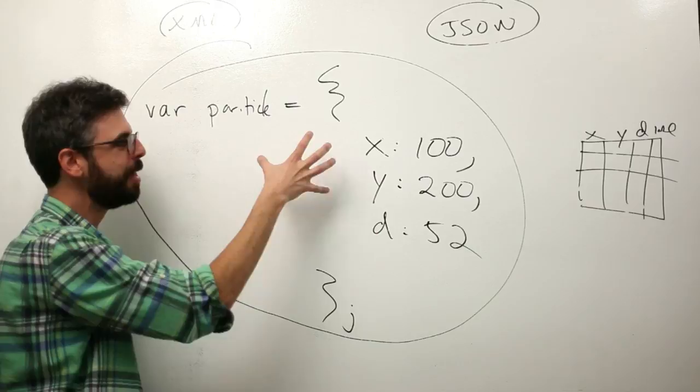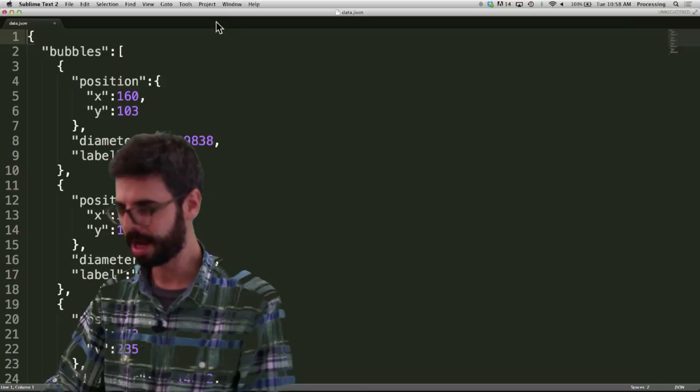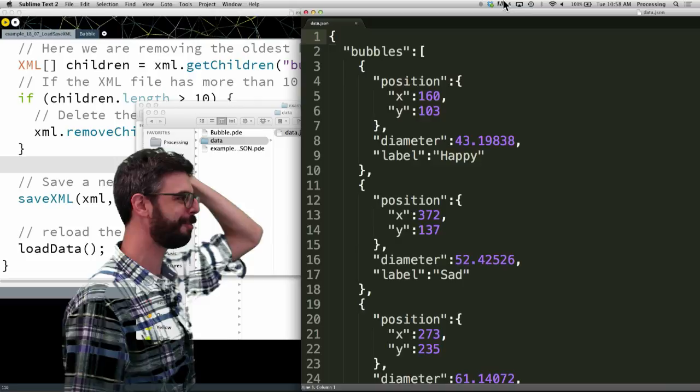So if I come back over here, and I were to go to, let me find load save JSON, and I'm going to open this JSON file. We can see now, I'm not over here. I'm really screwing this up. We can now see that this is that same data in JSON format.